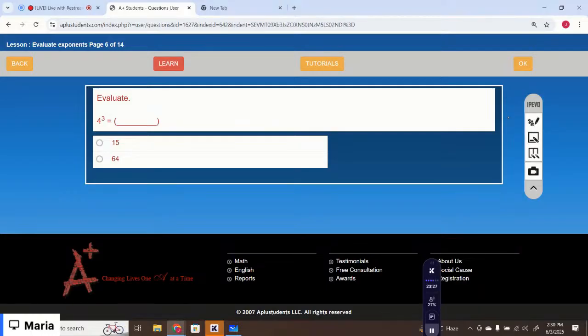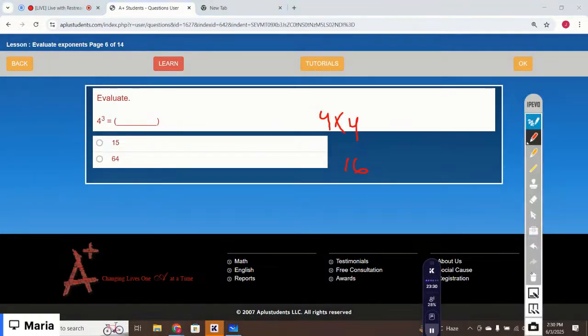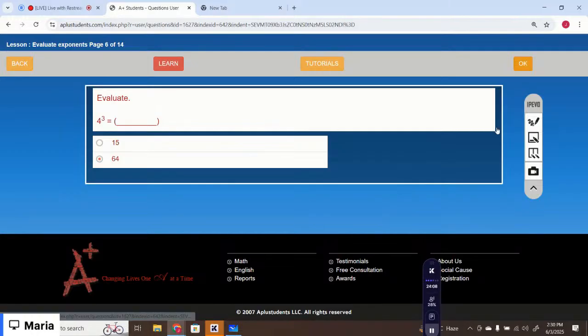Four exponent 3. 4 exponent 3 means you need to multiply 4 three times. You have to do 4 times 4 times 4. 4 times 4 is 16 and 16 times 4 is 64. So option number 2 is the correct option. That is 64.